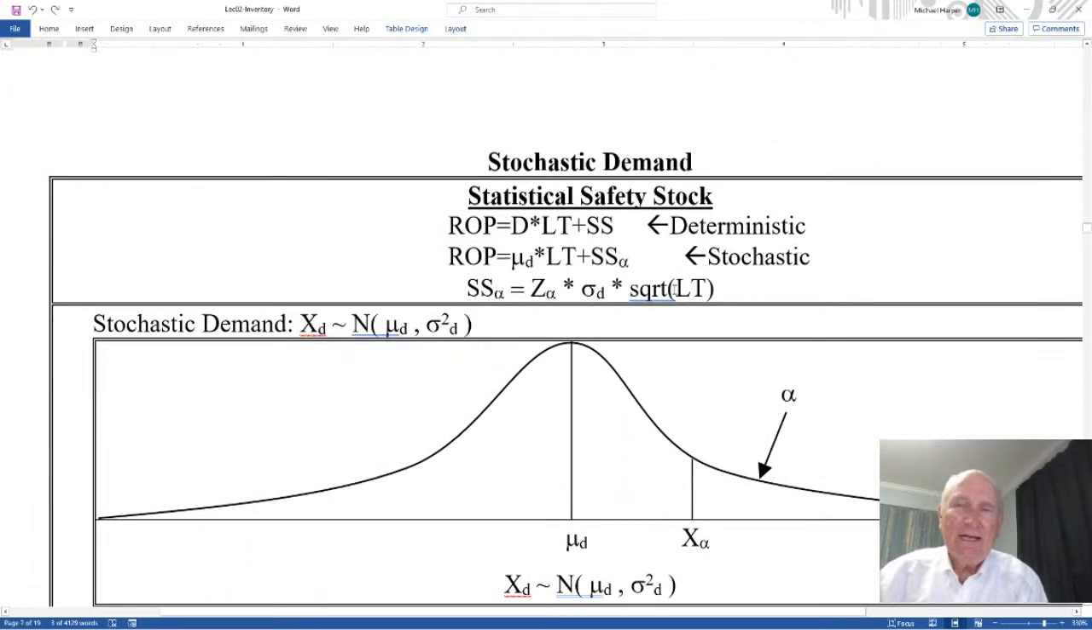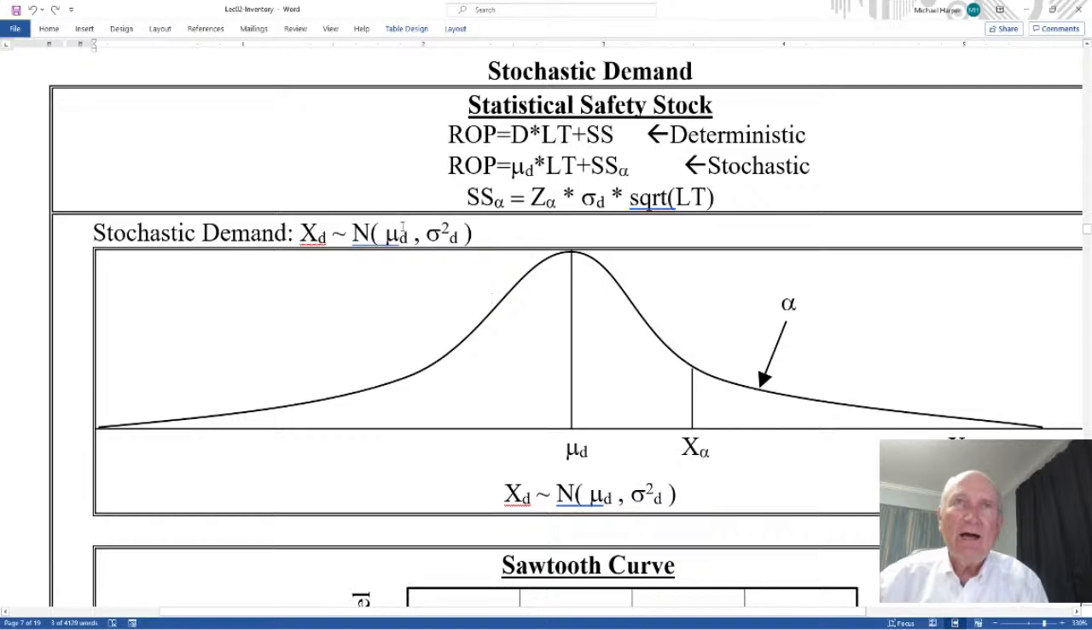Okay, again, let me develop this step by step. First of all, statistical safety stock. Here's my x. Let x be my demand. It follows a normal distribution with a mean of mu. So x sub d is my random variable. It follows this normal distribution, the bell curve. The mean right here is mu of d.